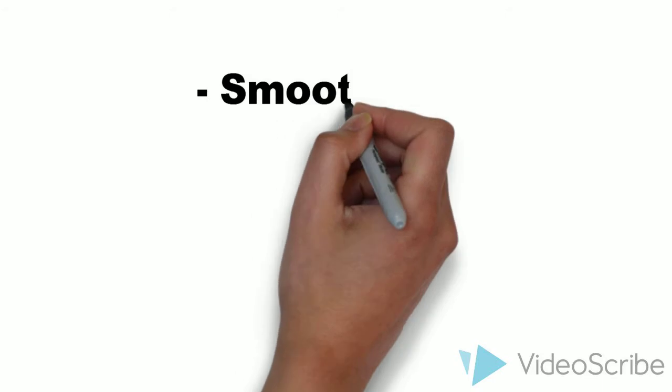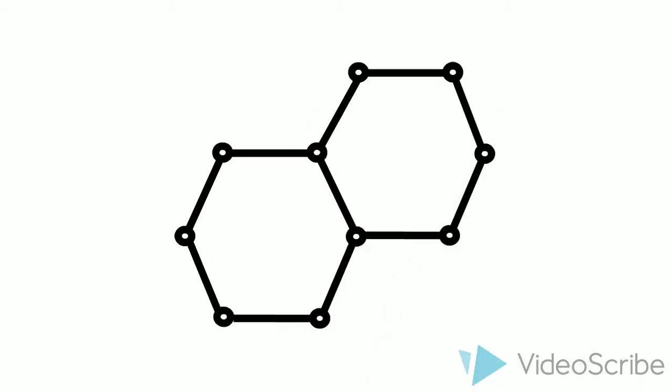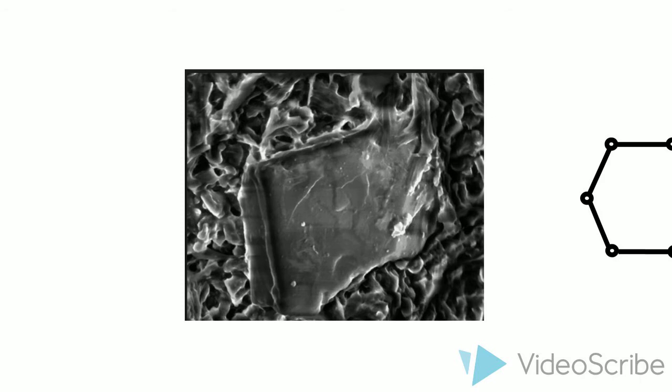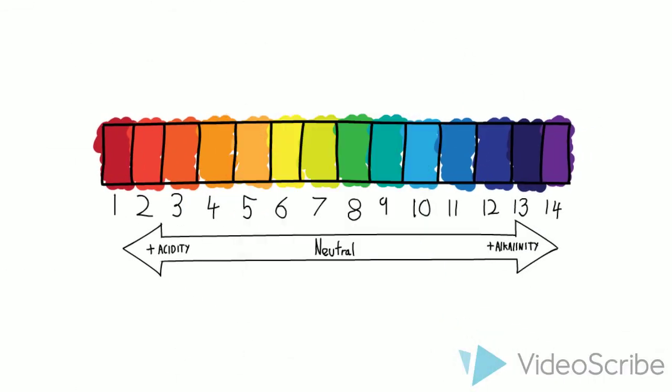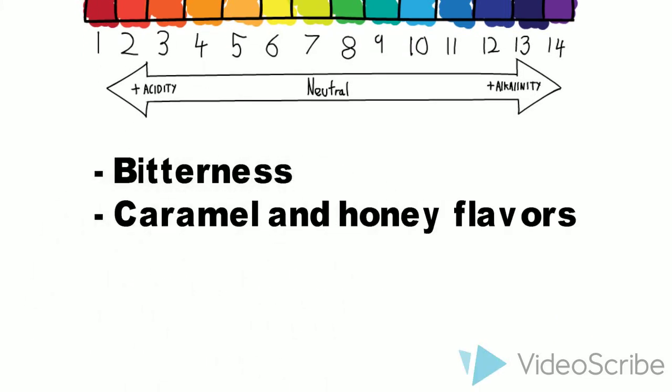Texture is the most complex of the quality parameters. The main focus of this particular aspect of chocolate is on smoothness, meltiness, and hardness. Smoothness depends on the particle size of the chocolate. Meltiness and hardness depend on the crystal structure and fat content. Finally, in terms of flavor and aroma, several different traits are desirable, such as acidity, bitterness, and to some extent burnt, caramel, and honey flavors and aromas.